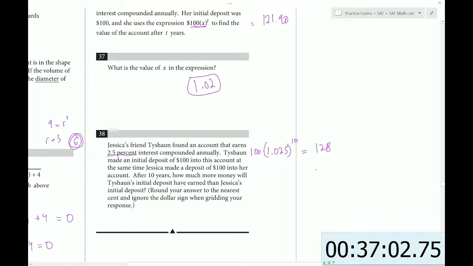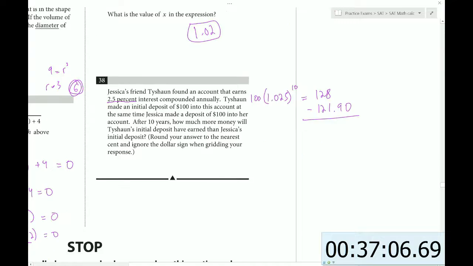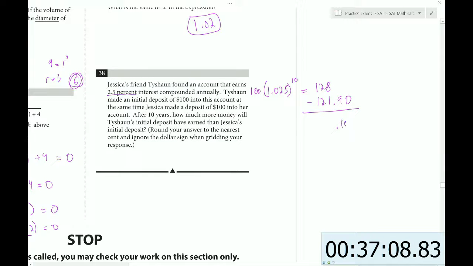And they want to know the difference. So we subtract. We can add back upwards. We get 10 cents. That gets us to 122, then $6 extra. So that would be our result for 38.